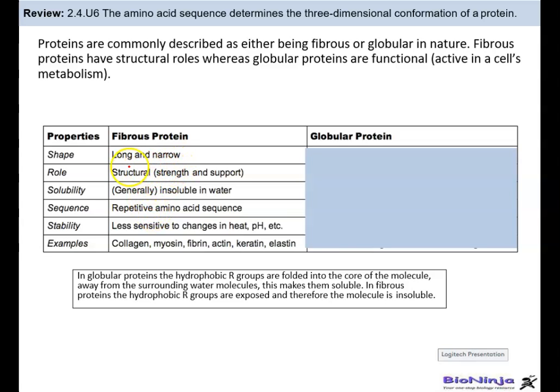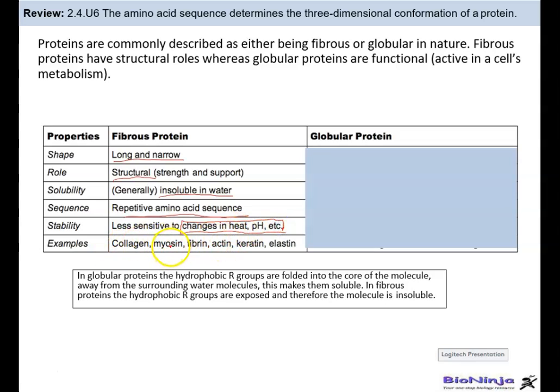What is the shape of the fibrous protein? The shape of the fibrous protein is long and narrow. The role is structural. They are responsible for strength and support. They are not soluble in water. Their sequence is a repetitive amino acid sequence. Stability: they are less sensitive to changes in heat, pH, etc. So this means that they are more stable than the globular proteins.